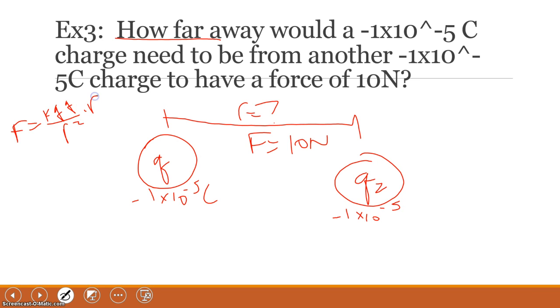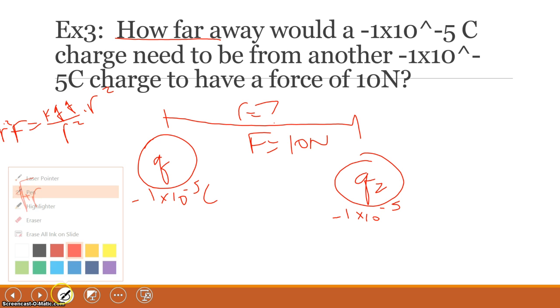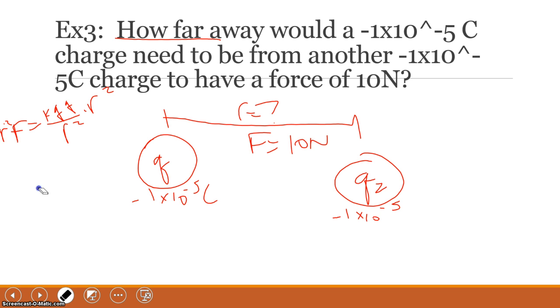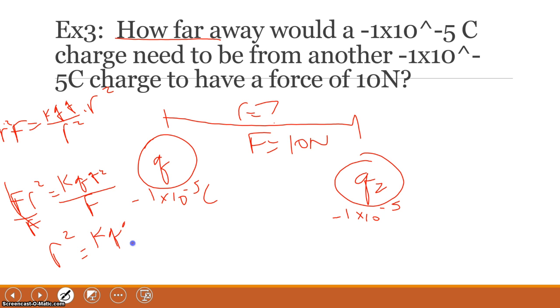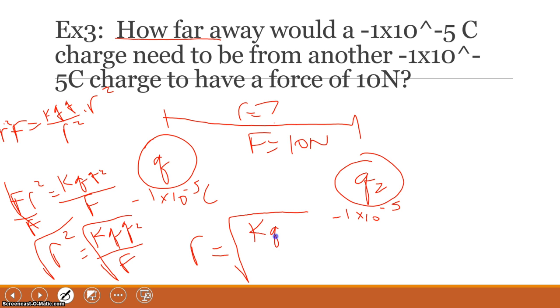So what we need to do is multiply both sides times r squared. What you get is f r squared equals k q1 q2. Then divide both sides by f. Those cancel out, and you get r squared equals k q1 q2 over f, and then square root both sides. So you get r equals the square root of k q1 q2 over f. And that is now a formula that can be used to solve for r.